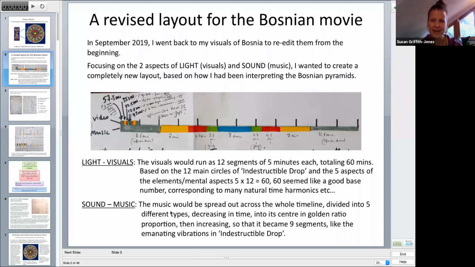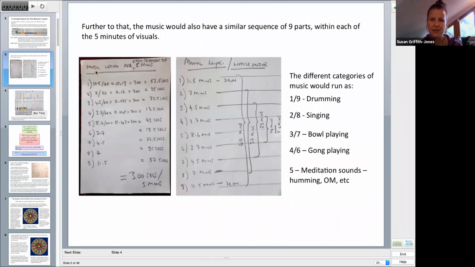Later I came back to see that this would be like the emanating vibrations in the indestructible drop. Here is the maths of the process. I would not only have music covering the whole 60 minutes in increments of golden ratio, I would also have the music covering every 5 minutes of visuals in golden ratio.